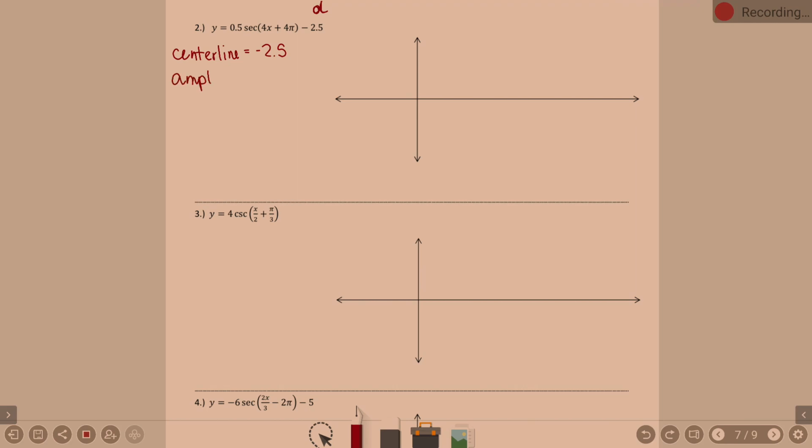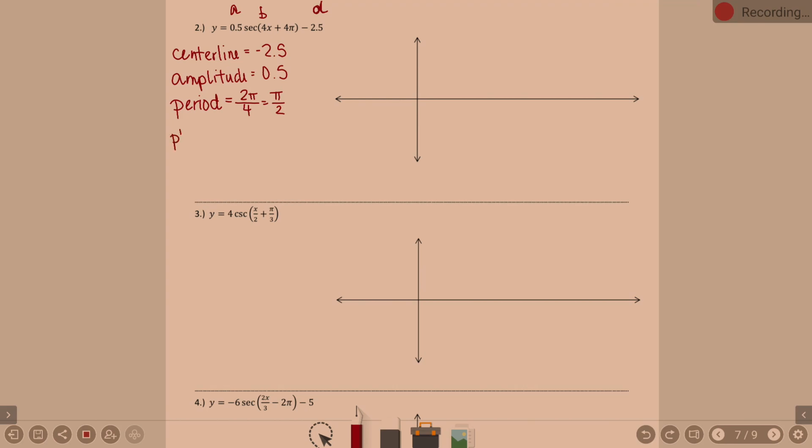Amplitude. Okay, amplitude, absolute value of the A value out front, which is 0.5. Let's see, what do we normally do next? Period? What's our period? Okay, 2 pi over B. B is 4. So pi over 2. So 1 cycle of, I haven't even looked to see what we're graphing, secant has to fit in pi over 2.